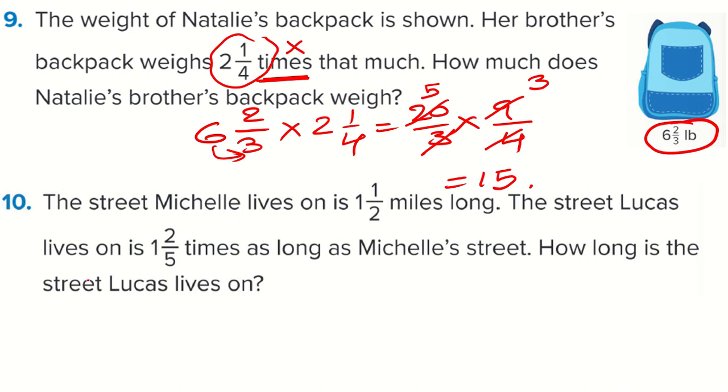Now the street Michelle lives on is 1 and 1 over 2 miles long. The street Lucas lives on is 1 and 2 over 5 times as long as Michelle's street.